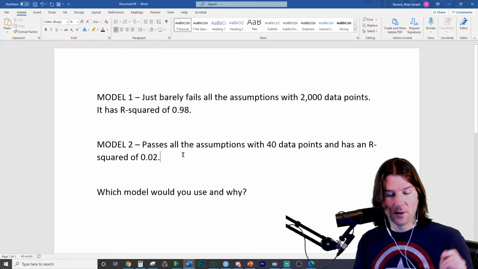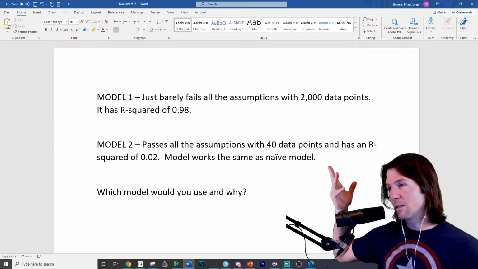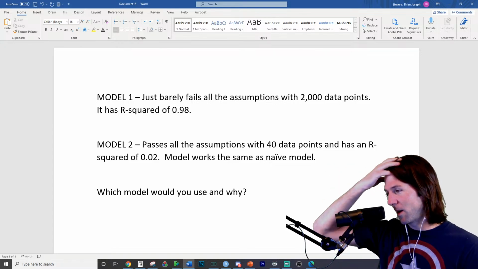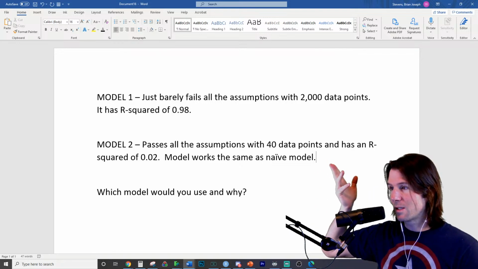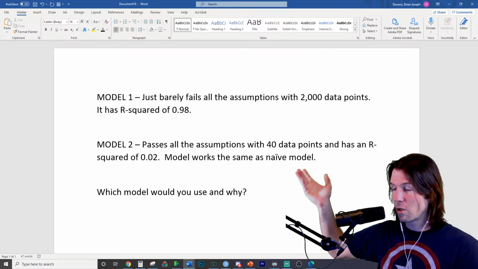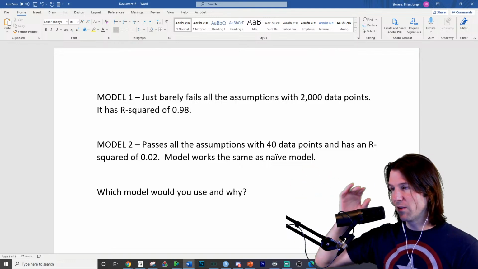This model right here. Now this is like a double. I don't want to tell you the p-value of the model. I mean, I could. There's lots of ways I can phrase this question, but I just said this model is not statistically significant right here. I just said that this R² in this model, by saying the model works the same as the naive model, I'm saying it's not statistically significant.